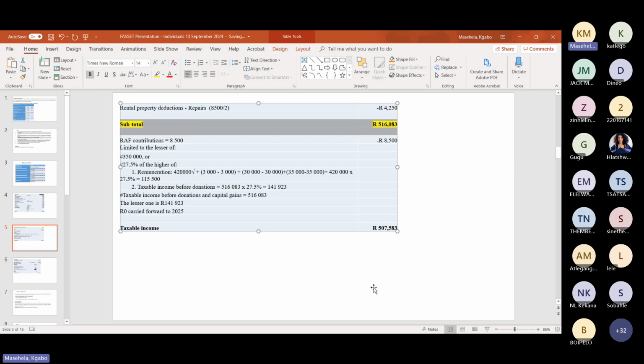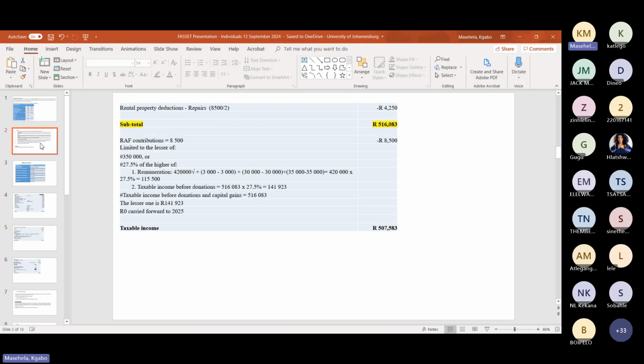Yes, again, there is section 11F, retirement fund contributions. Guys, most of you don't know what you're doing when we come to this. I'm going to explain it nicely. They're saying there's a contribution of 8,500. Let's look at that particular transaction.